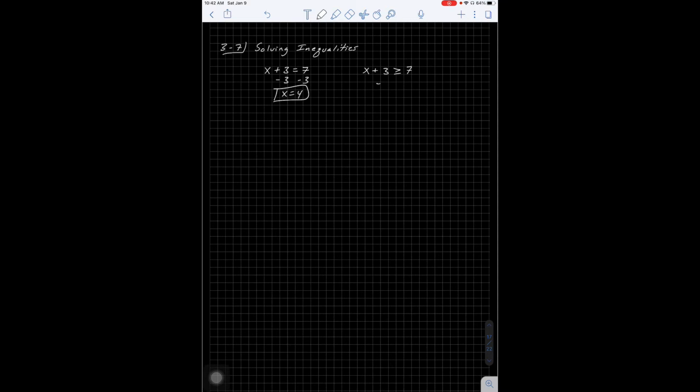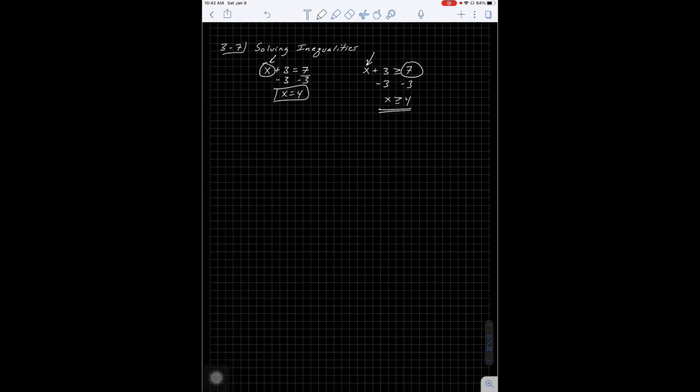So I still solve it the same way, but now instead of one x value, I get a range of values, anything bigger than 4. So that means anything bigger than 4, I can plug into x, and that'll make this left side bigger than 7. That's what it's saying, as opposed to, I have to plug in exactly 4 here to get exactly 7 here. So that's the difference between inequalities.